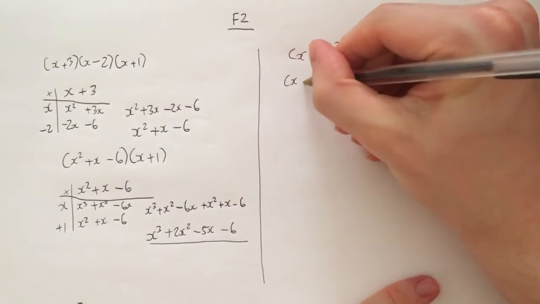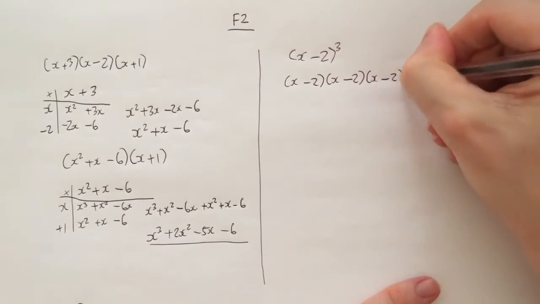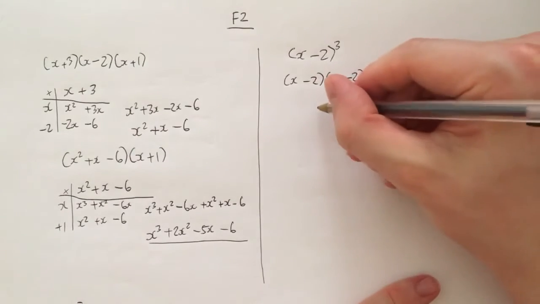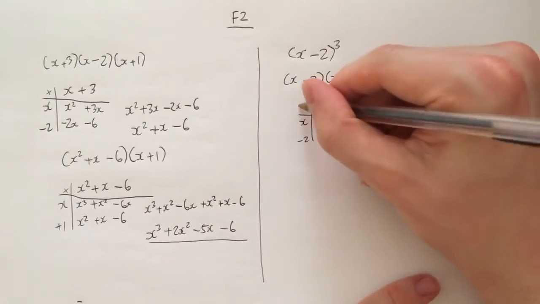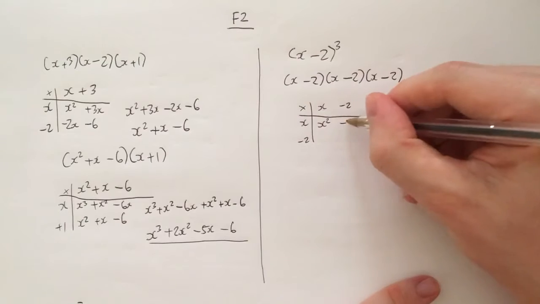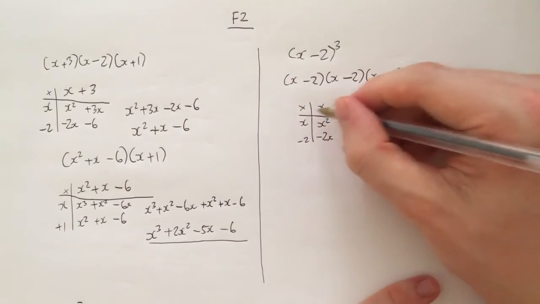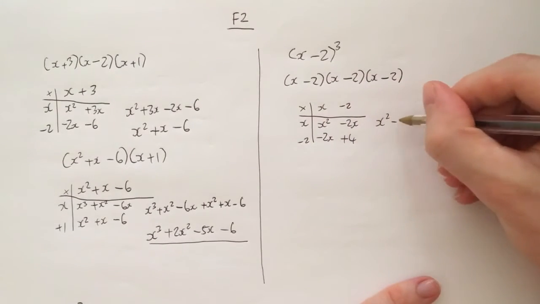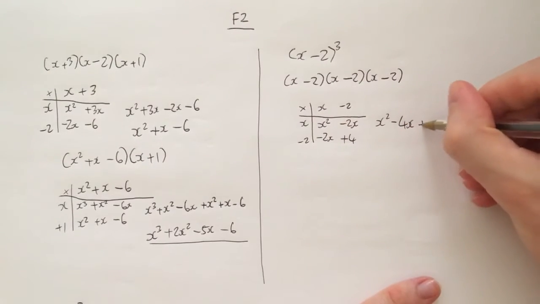So I'm going to write x minus 2, bracket, x minus 2, bracket, x minus 2. Okay, same process, guys. Multiply the first two brackets. X minus 2, x minus 2. If you've got to put times there, please do. X times x, x squared. Negative 2 times x is negative 2x. X times negative 2 is negative 2x. Negative 2 times negative 2 is positive 4. X squared minus 2x minus 2x is minus 4x plus 4.